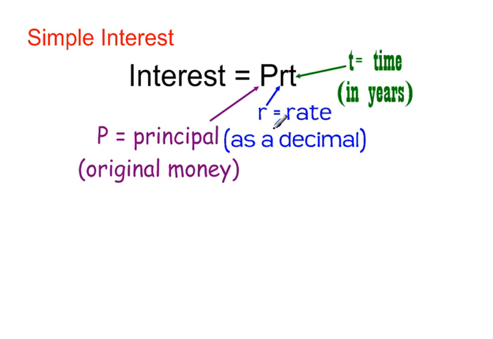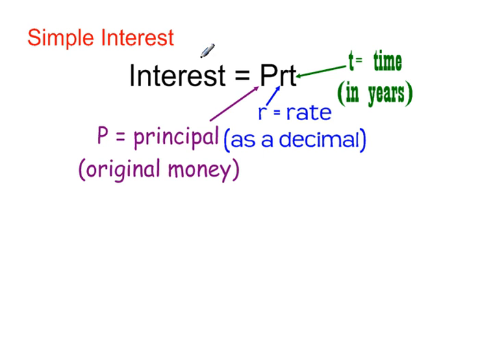Another time that you will see interest is if you borrow money to buy something. If you borrow money to buy a car, there will be an interest rate. If you borrow money to buy a house, there will be an interest rate. And so the longer that you keep the money, the longer that it takes you to pay it back, the more you end up paying. It's kind of like a penalty.